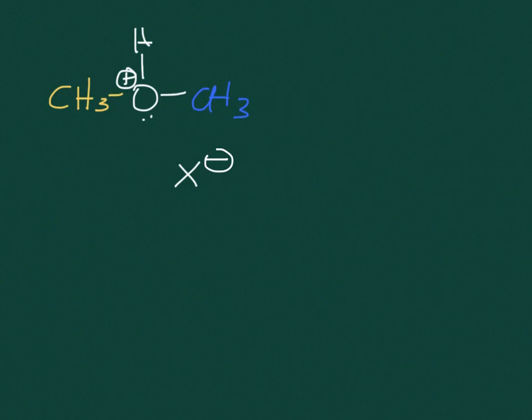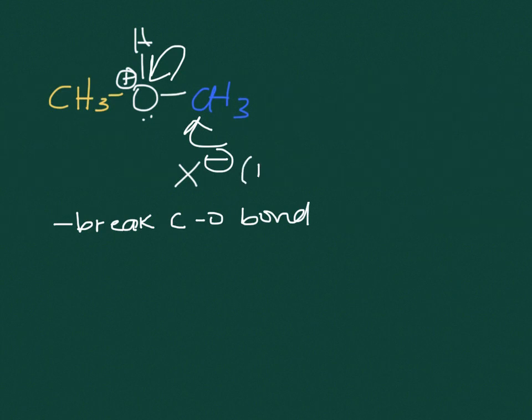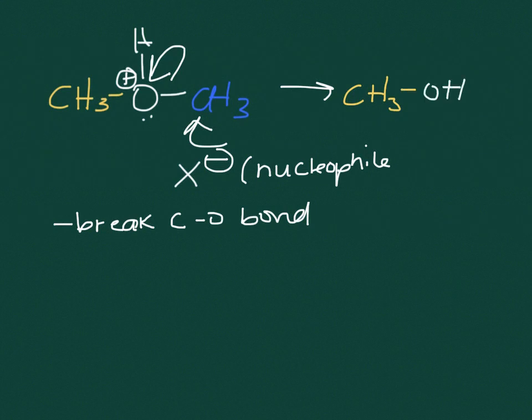Now X minus can attack the carbon, and you break the carbon-oxygen bond. Okay, so X minus acts as a nucleophile. And you get an alcohol plus an alkyl halide.